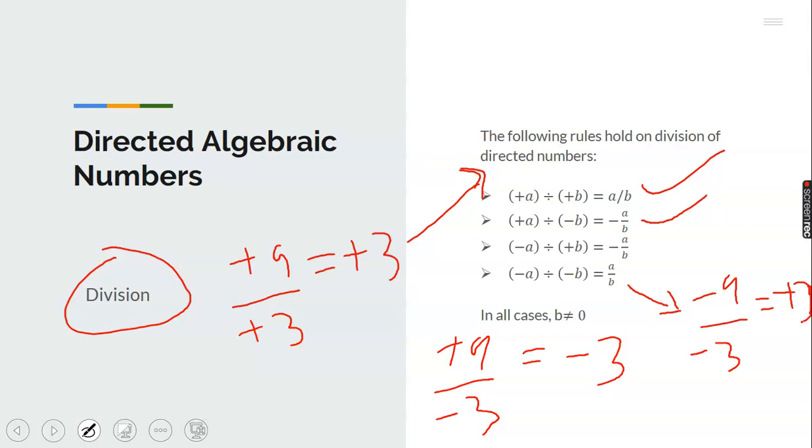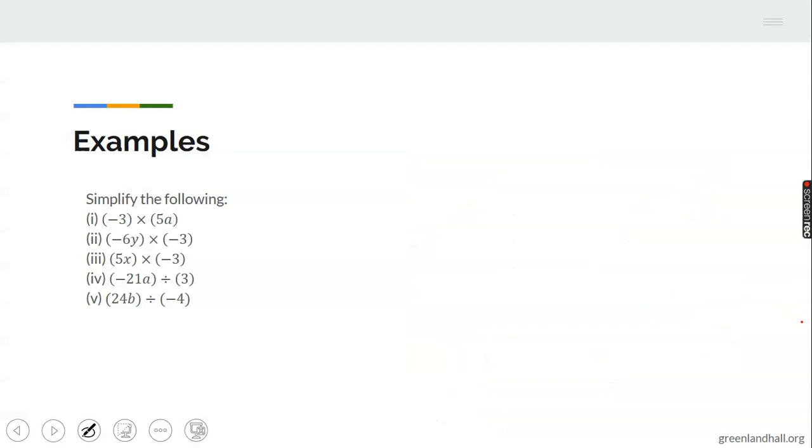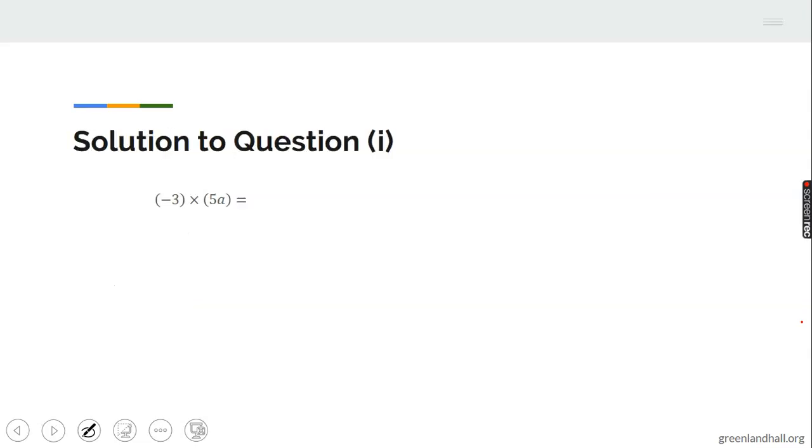Okay, let's continue. Now let's look at some examples to show this. Simplify the following. Question 1, we have question 1 to 5. So you are going to see how I will do this. You are going to see my approach to all these questions. Now let's start with question 1. You have minus 3 multiplied by 5a.